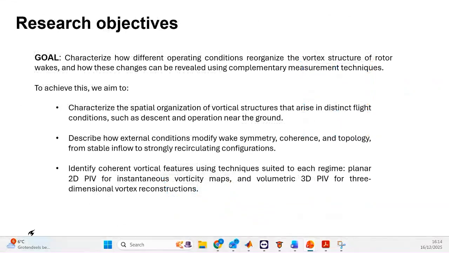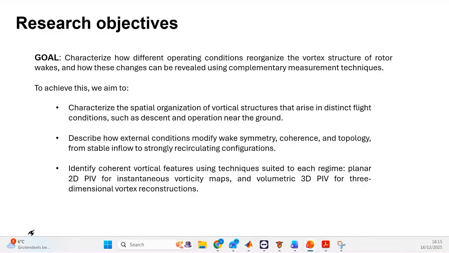So before going to the experimental results, these are the objectives of our work. The idea is to characterize the spatial organization of the vortex structures in different operating conditions that could be dangerous for the rotor, like ground effect or vortex ring state, because in both cases we have an increase or decrease in thrust, which is a dangerous condition, and we need to understand what is happening from the vortex structure point of view.